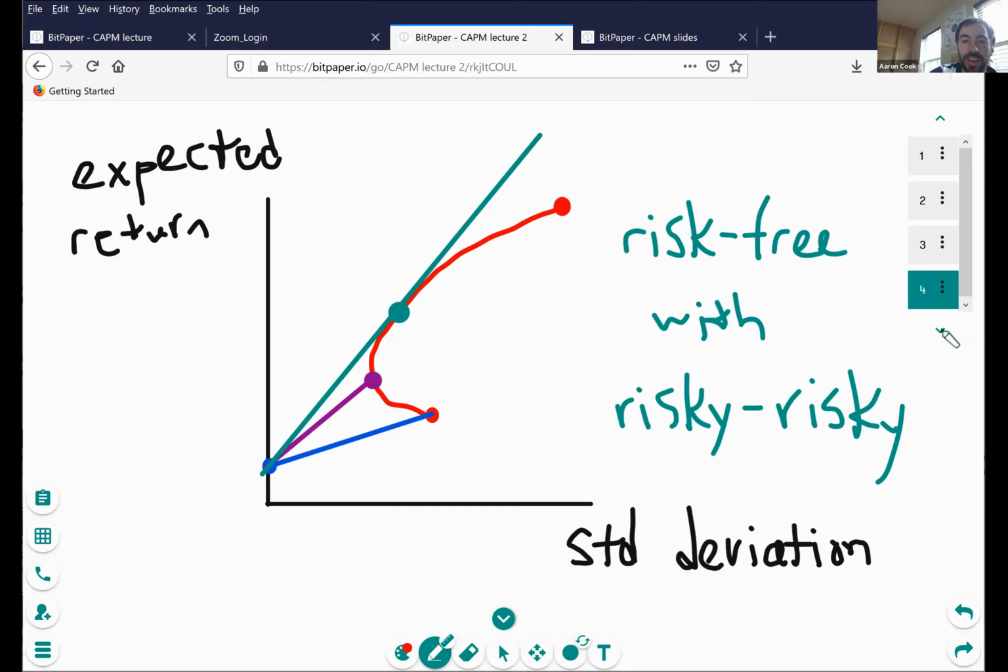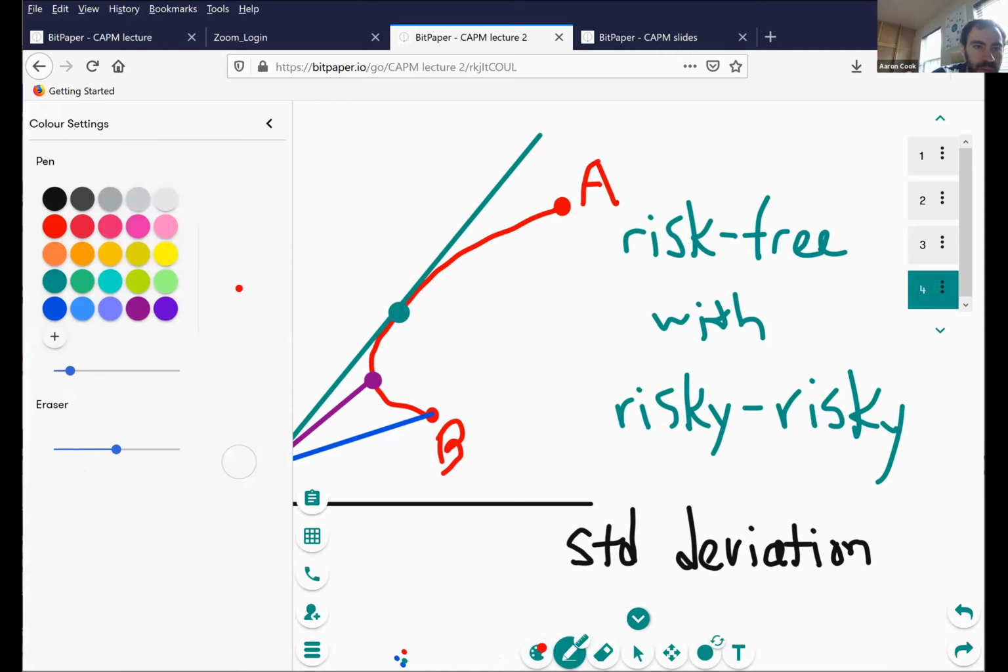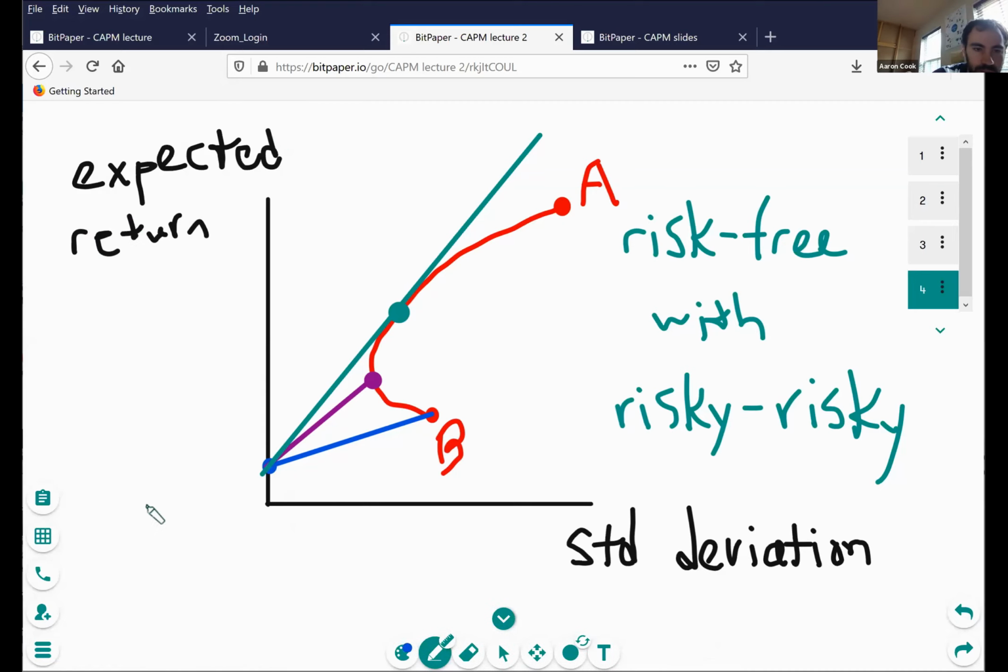And then you can combine any portfolio that's a combination of those two risky assets. We had asset B down here, asset A here. I'm going to call this the risk-free rate. That's the blue dot. This is the risk-free rate. So we're combining RF with B and A in some combination.